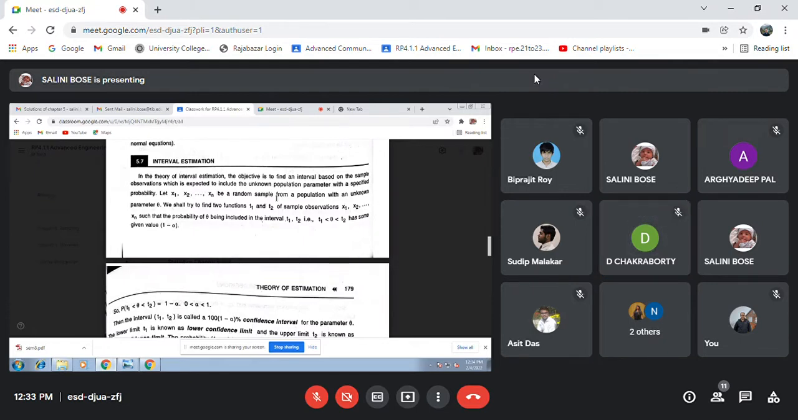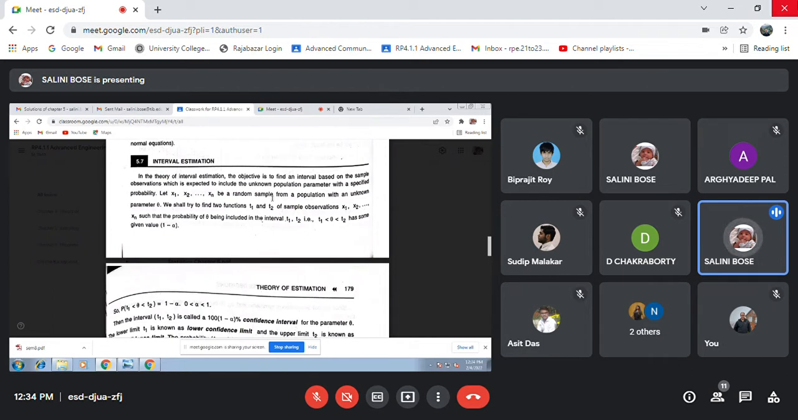Okay. So today we will discuss interval estimation. Actually, what we do in this chapter, theory of estimation, is estimate the population parameter on the basis of a sample.